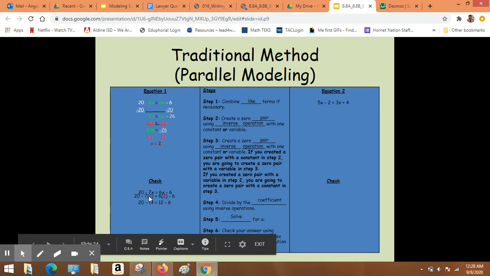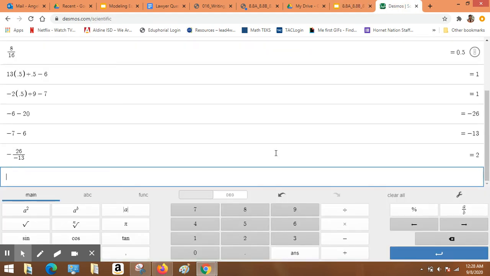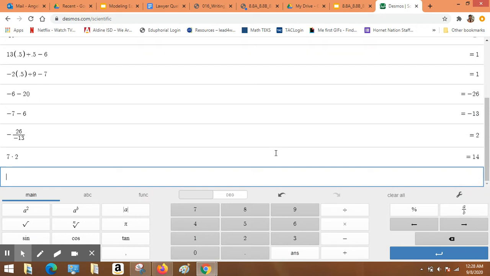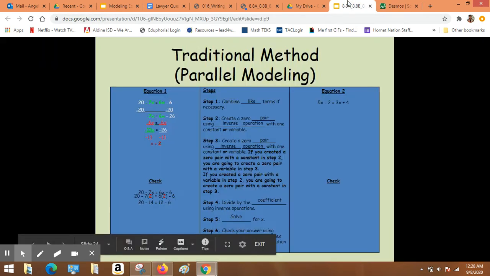So I just have to do 7 times 2 gives me what? If you don't know your multiplication facts, that's okay. So 7 times 2 gives me 14. And do the same for the other. 6 times 2 gives me 12. And then last step, just subtract. 20 minus 14 gives me 6, and 12 minus 6 gives me 6. So the 6 equals 6. Is that true? Yes. So that means we did it correctly.